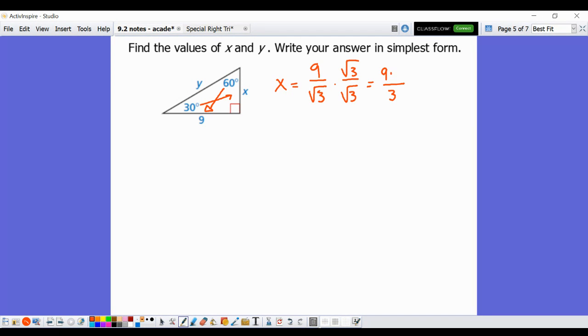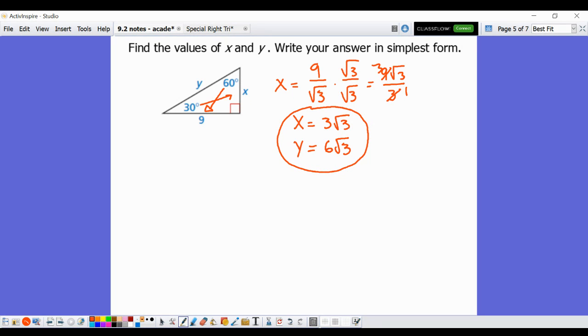Up top, we get 9 roots of 3. We can see that this 3 on the denominator cleanly goes into this 9 3 times. Therefore, final answer, x, our short leg, 3 roots of 3. So once we have that, we need to double it to get the hypotenuse. So as per the video yesterday, if I want to double 3 roots of 3, just multiply that number out in front. Final answer, y equal to 6 roots of 3.